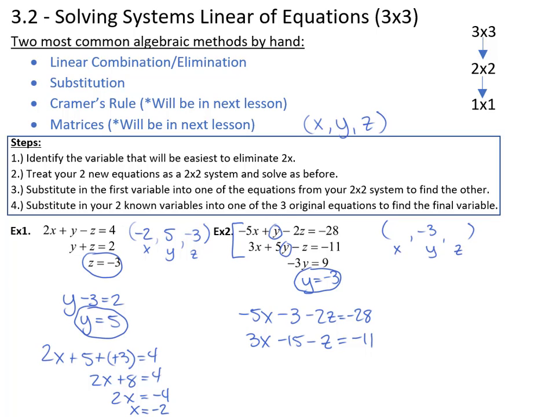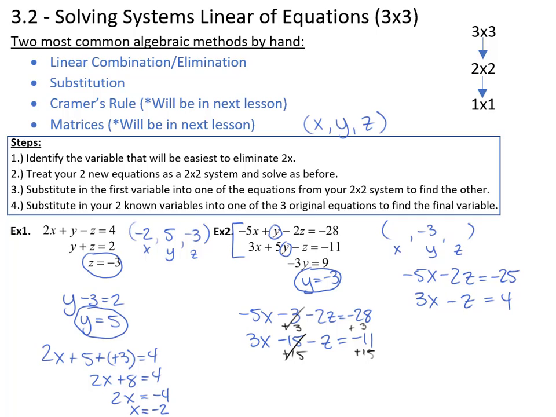To make them look more like standard form, let's add this 3 over in that top equation, and let's add this 15 over in the bottom equation. This will look a little bit nicer for us. So we'll have, let's do the top equation first, negative 5x minus 2z equals negative 25, and 3x minus z equals 4. And so notice that we have a 2 by 2 system. We have 2 variables and 2 equations here.